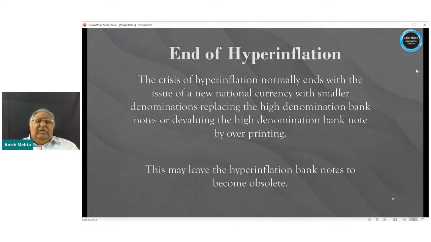How does the hyperinflation end? Hyperinflation ends with a new currency being issued with a much smaller denomination, wherein they may change the name of the currency, they will change the denominations of the currency, for which they will issue either new banknotes, or they will use the older notes with some overprinting on it. If new notes and a new name of the currency is issued, then perhaps the older notes issued during the hyperinflation period will become obsolete.